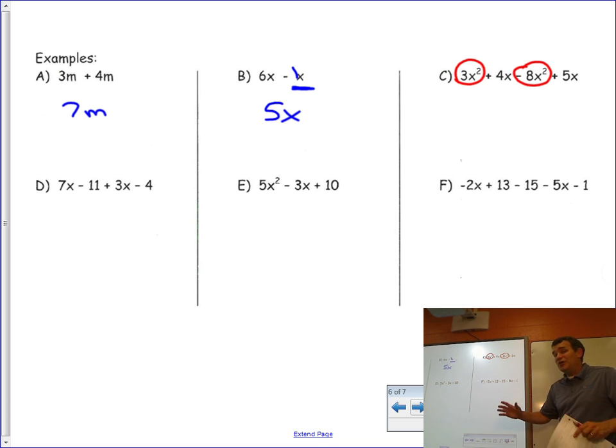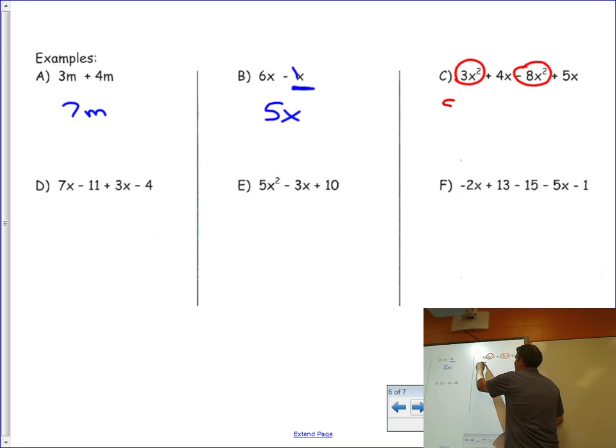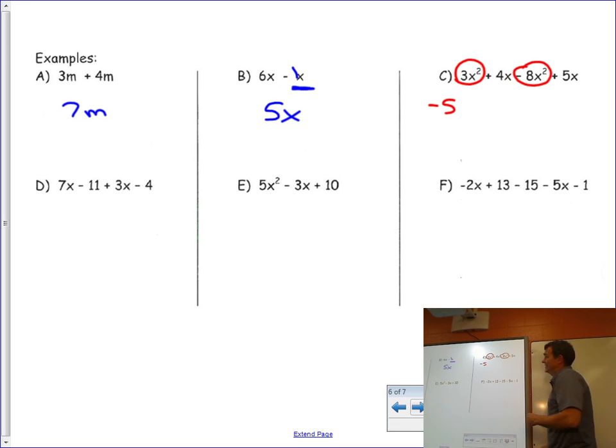I'm looking at 3x squared and negative 8x squared. So am I going to add those and get 11, or am I going to subtract 3 and get 5? Well, because they have different signs, I subtract. This would be 5. And because 8 is the bigger number, it's going to be negative 5. Remember? And then I keep the square. When you add and subtract like terms, don't change the variables.